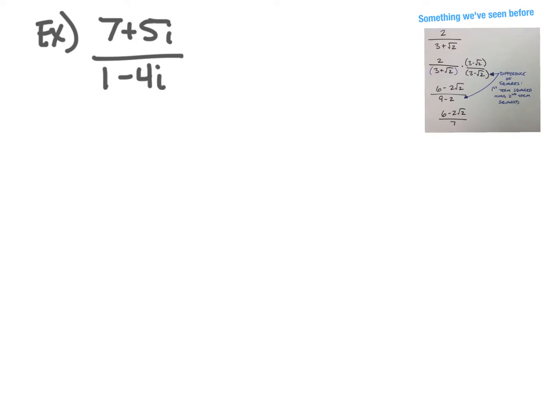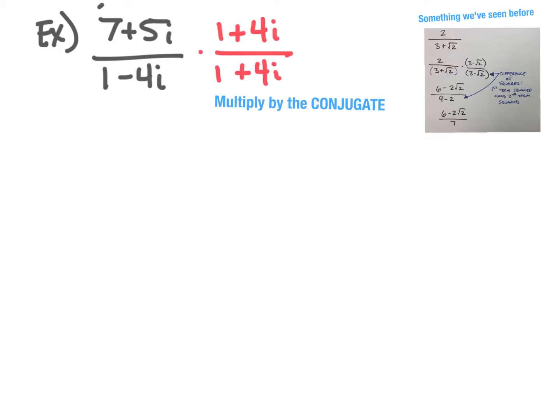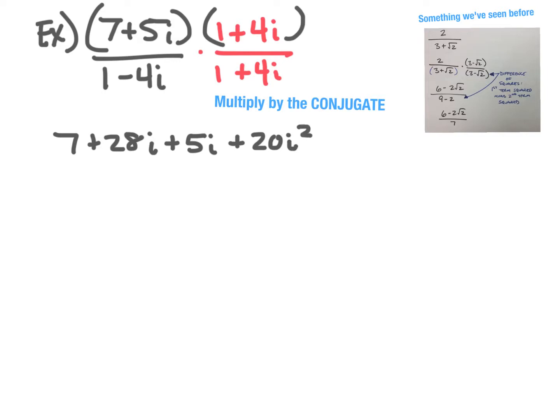So let's look at this example. 7 plus 5i divided by 1 minus 4i. What am I going to have to multiply by? The conjugate of the denominator. That is 1 plus 4i over 1 plus 4i. All right, in the numerator, we're going to do the same type of multiplication that we saw earlier. We're just going to FOIL these things. 7 times 1 is 7. 7 times 4i is 28i. And now 5i times 1 is 5i. And 5i times 4i is plus 20i squared.